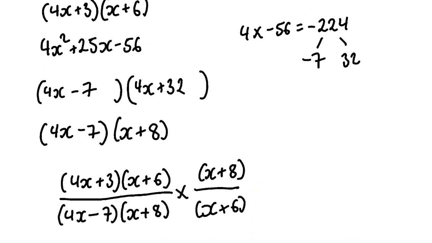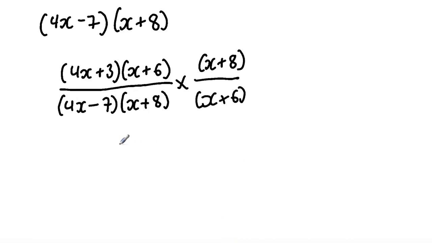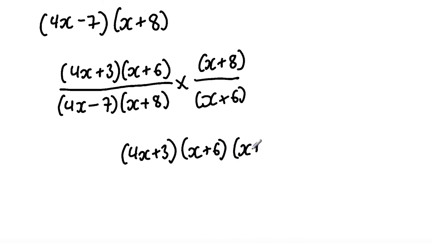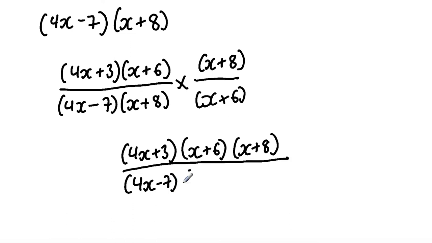Now, when you multiply fractions, all you're doing is multiplying across. So essentially, what we have is (4x plus 3)(x plus 6)(x plus 8) over (4x minus 7)(x plus 8)(x plus 6).